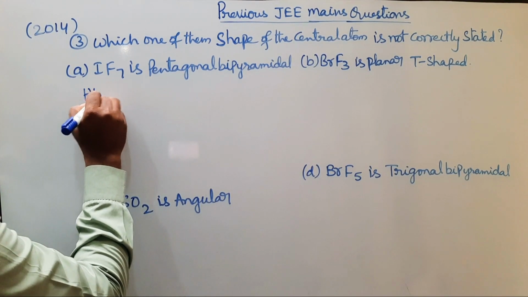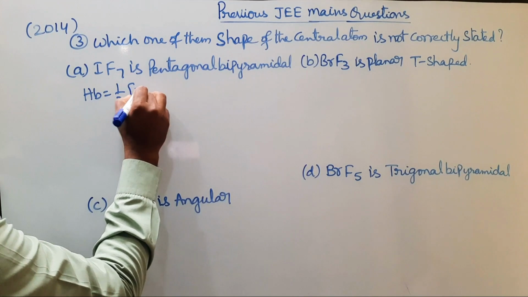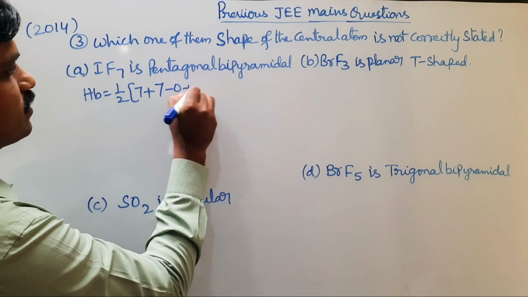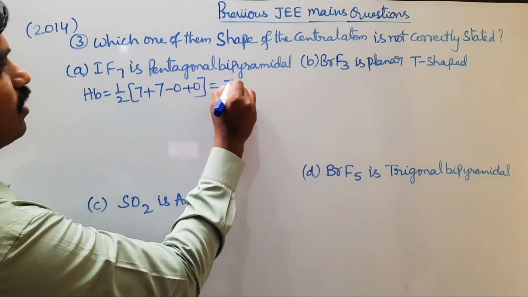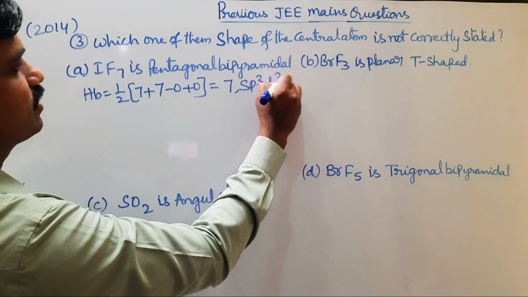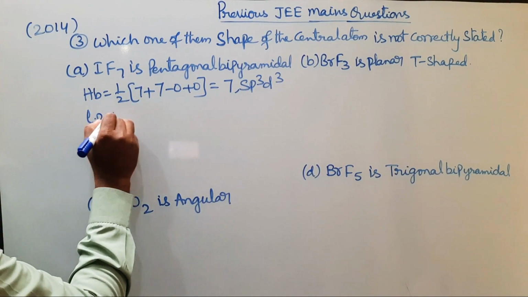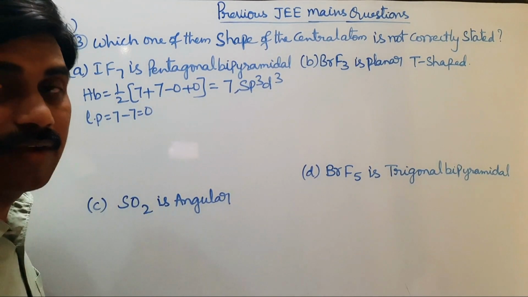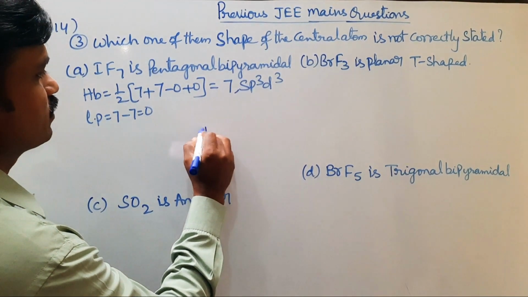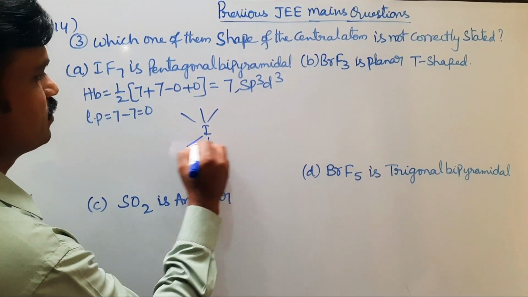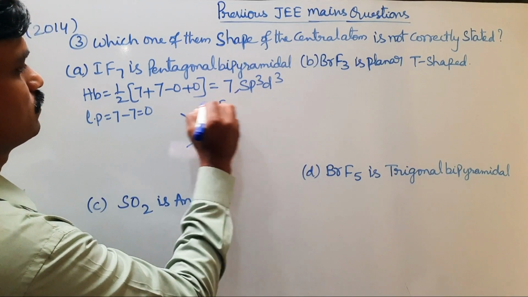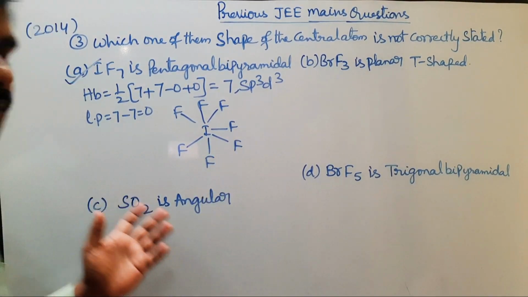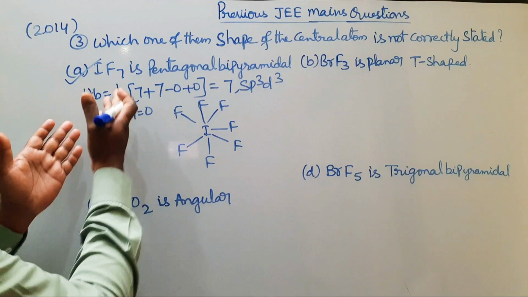Hybridization of iodine equals half into central atom valence shell electrons 7, plus surrounding monovalent atoms also 7, minus 0, plus 0. No charge on cation and anions. So it is 7. 7 means it undergoes sp3d3 hybridization. Now lone pair is equal to total pairs 7 minus surrounding atoms also 7, that's why 7 minus 7, 0. It has no lone pairs. Look at the shape of the molecule: IF7 is pentagonal bipyramidal. It is correct according to the given statement.